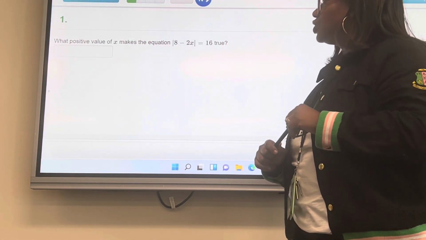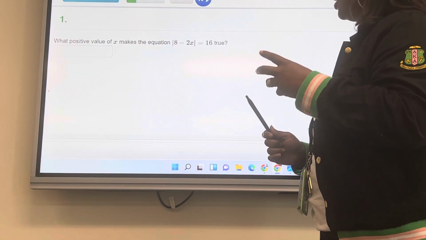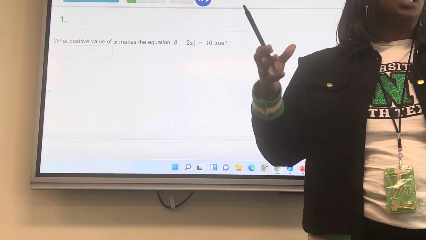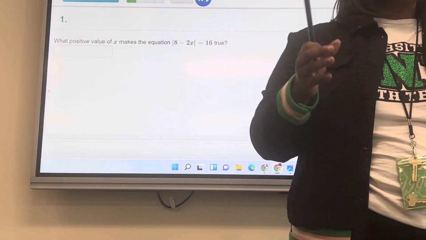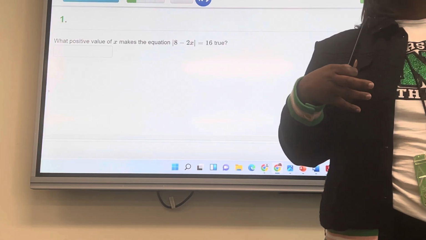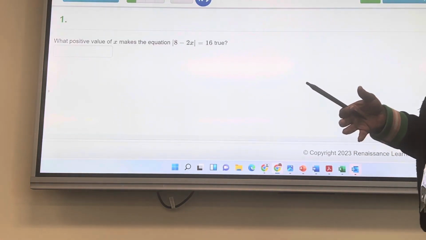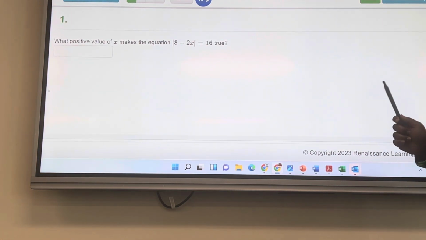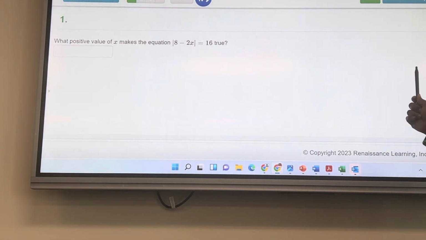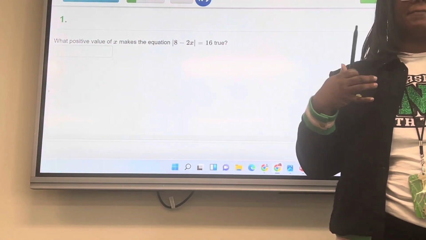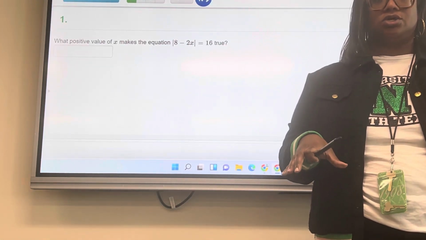So let's do this first question. This first question is going over solving absolute value equations. That's the first unit concept that we're supposed to be able to understand with fidelity as best as possible for the Algebra 2 curriculum. So this question says, what positive value of x makes the equation absolute value of 8 minus 2x equals 16 true? So we're going to work this process the way you were taught to work it by myself when we were downstairs in the library.